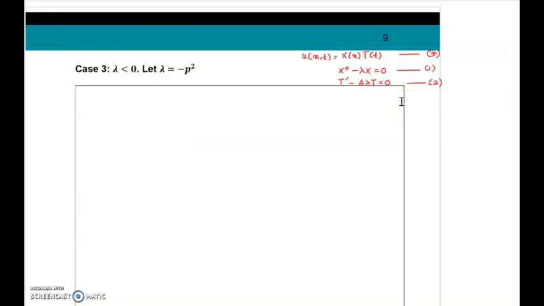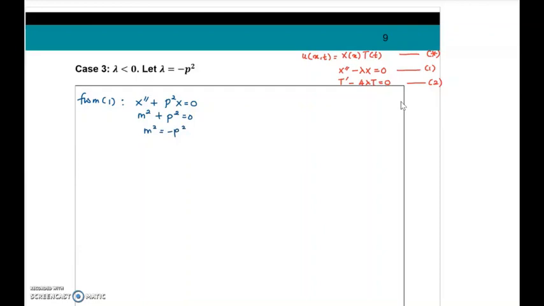When lambda equals negative p squared, see the effect to equation 1. We have X double prime, and now we are going to have plus, because lambda is negative. So we have X double prime plus p squared X equal to 0. Again, this is a homogeneous equation, which can be solved by finding the characteristic equation first. m squared plus p squared equals 0. So m squared equals negative p squared, so we have the square root in complex form.